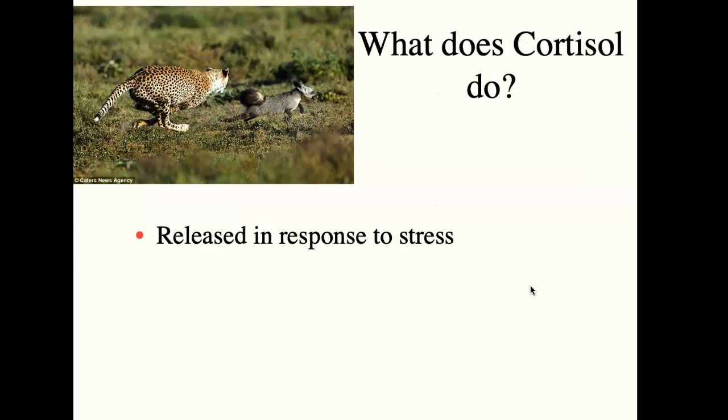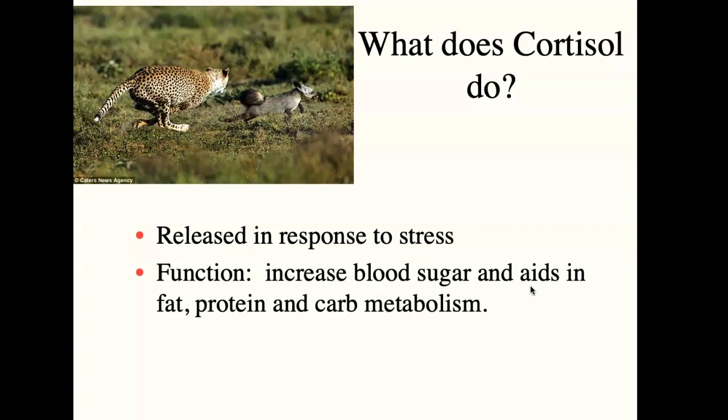What does cortisol do? It's released in response to stress. It's a picture of an animal being chased by a leopard, and so your stress cortisol levels go up, and it allows you to respond to that stress. So it increases your blood sugar. It aids in the breakdown of fat and the breakdown of protein and the breakdown of carbohydrates, so that you can further use it in the muscle and get out of there, escape, run, do what you need to do.